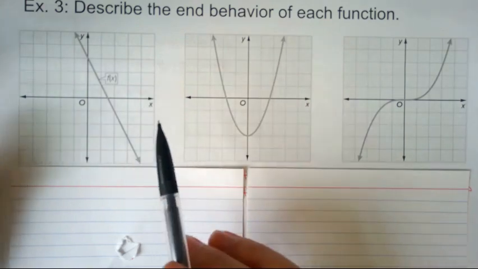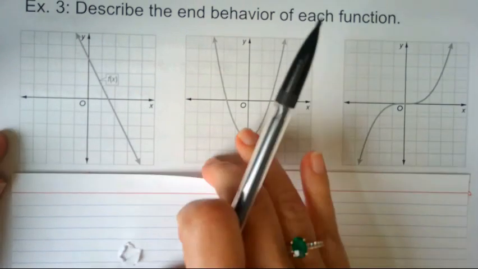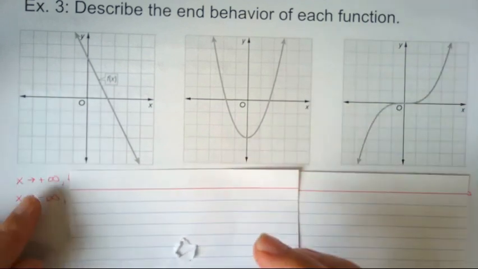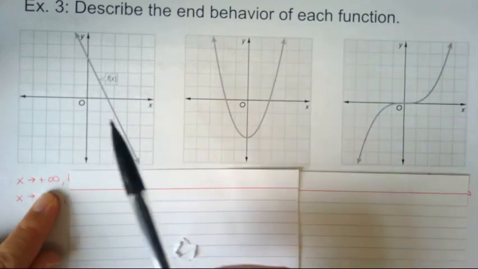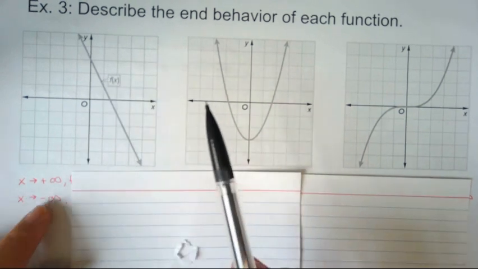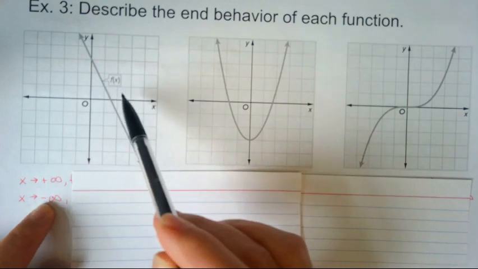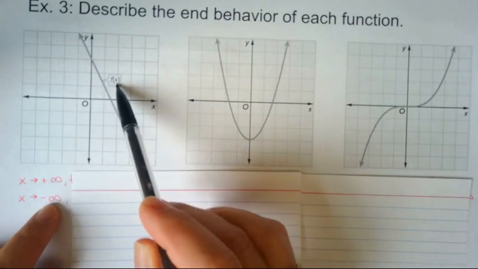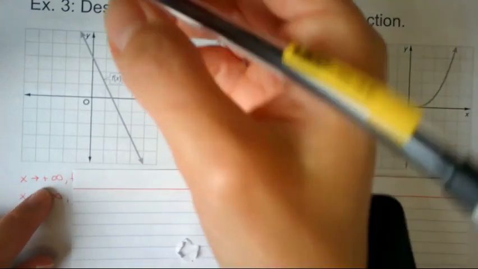So you're always going to have two answers. You're going to have one where it's saying as x approaches positive infinity, what do our y values do? Which in this case, we just say f of x. And as x approaches negative infinity, what do our y values do? Which in this case is f of x. So it kind of goes off your domain.